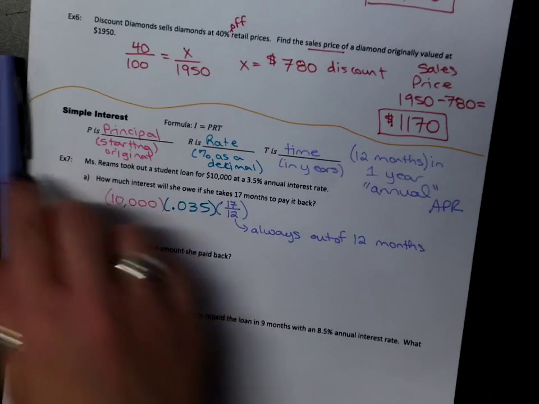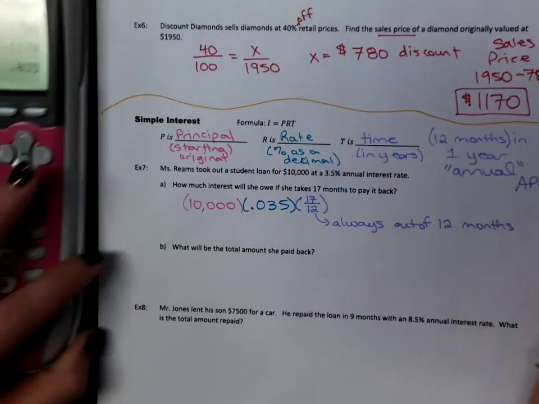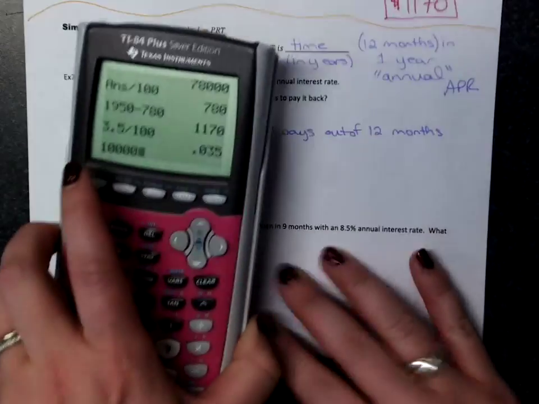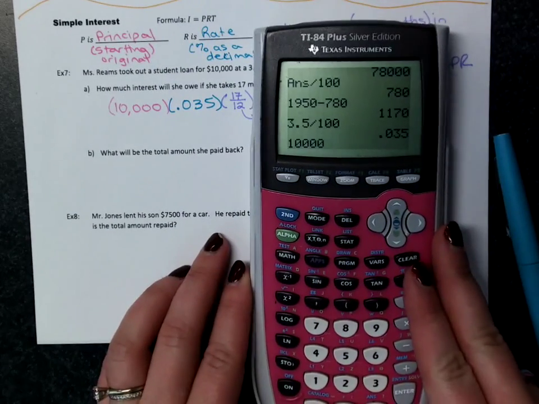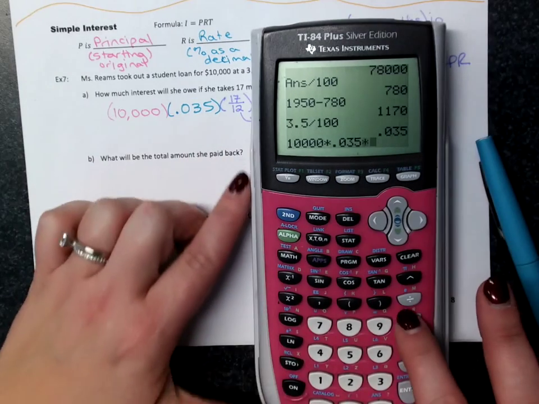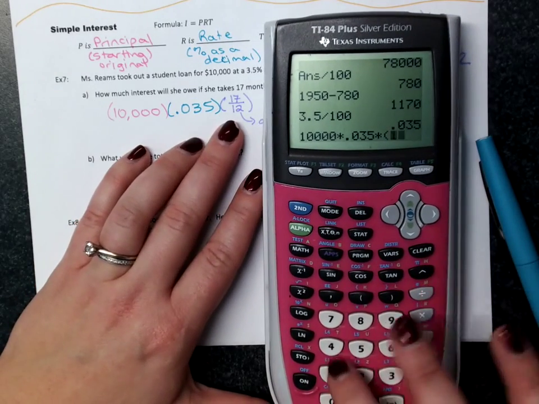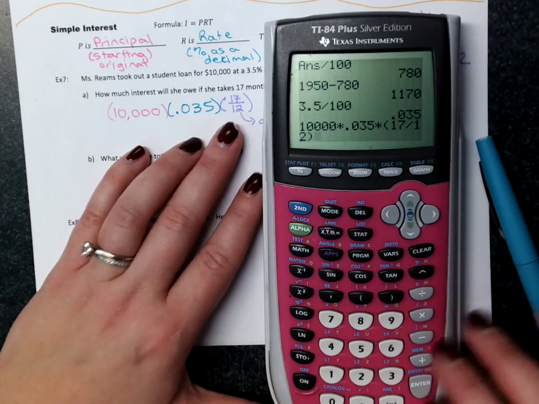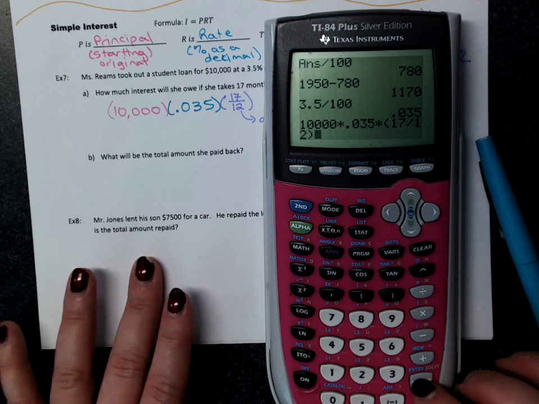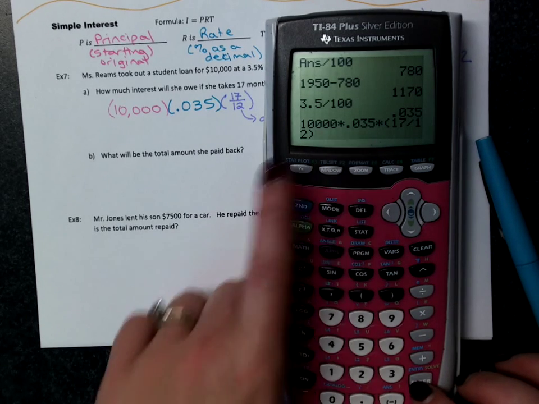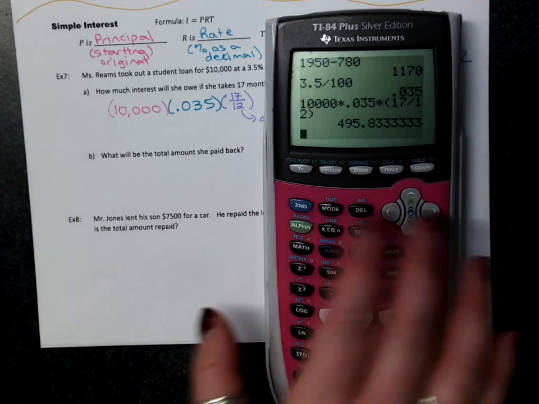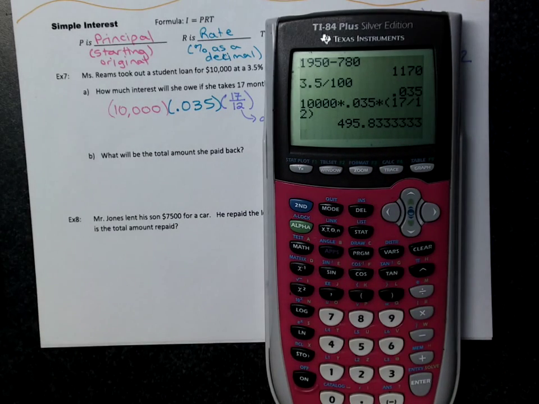Alright, so if we crunch all that together, you can actually type all that in at the same time. 10,000. Watch your zeros. Times 0.035 times, and let's use parentheses here, 17 divided by 12. 17 out of 12. 17 months to pay it back. 12 months is what she has to pay that interest rate. So that, altogether, is going to give us the amount of interest she has to pay.